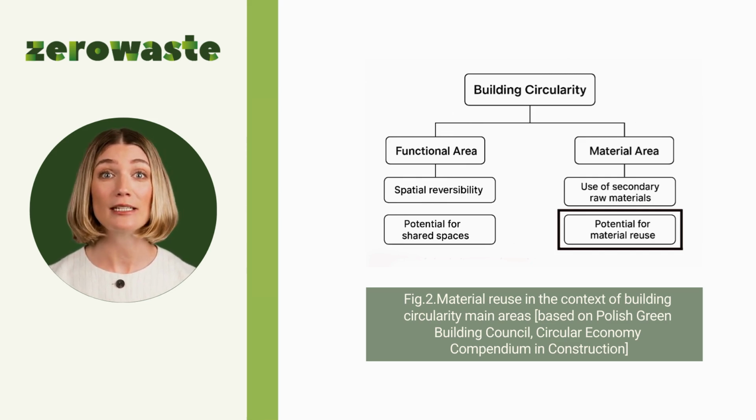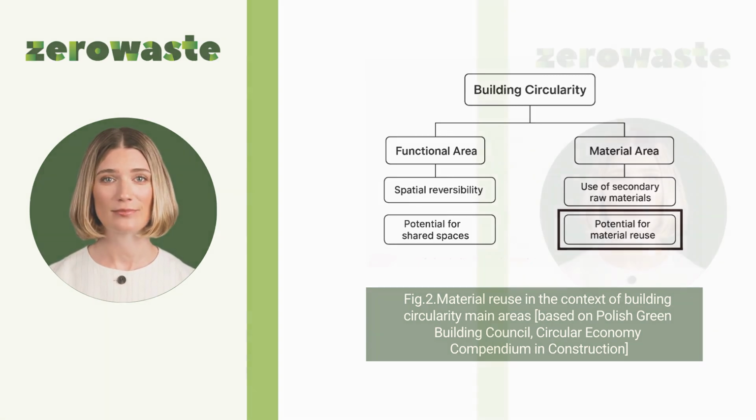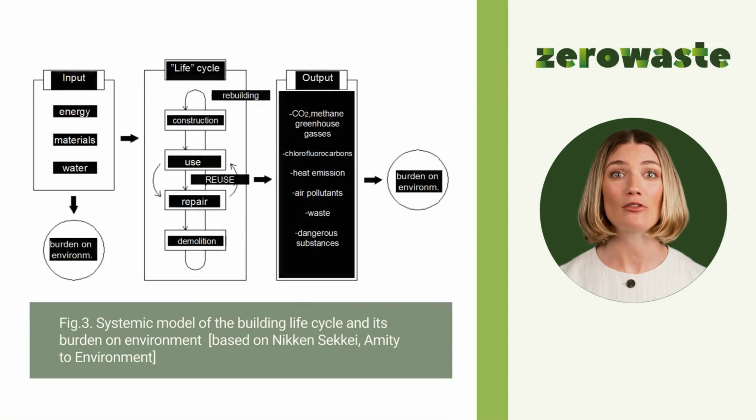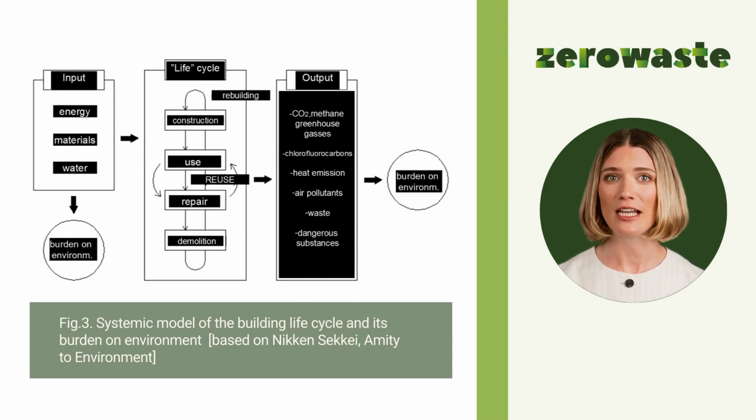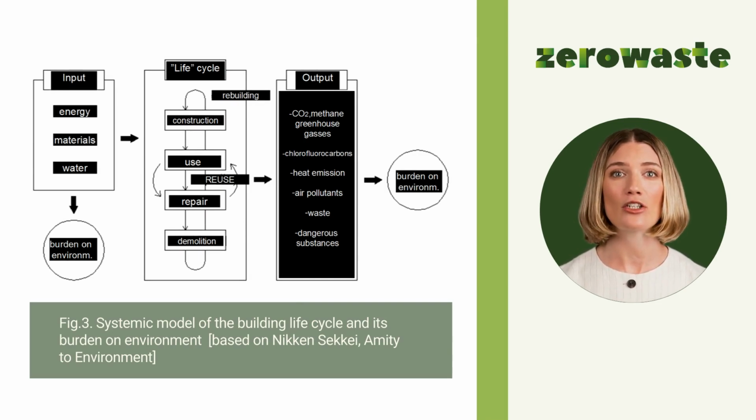In construction, this means designing buildings with disassembly and the reuse of components in mind, including the use of secondary materials in new projects. This approach enables a closed-loop life cycle for buildings, offering an alternative to the traditional take, make, dispose model. Building materials are one of the three main input factors in the life cycle of a building. Their rational management, including reuse, can reduce the burden on the natural environment, both at the input to the system and indirectly, at the output from the system.